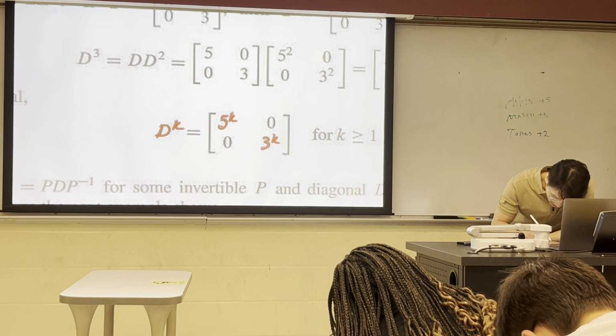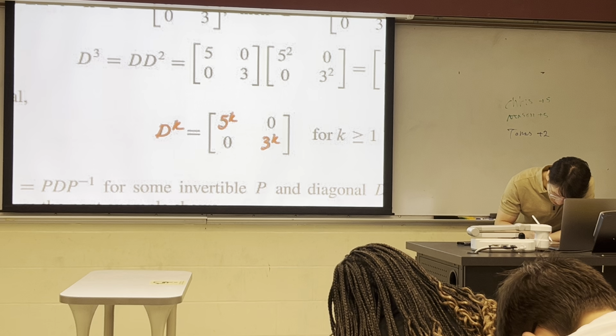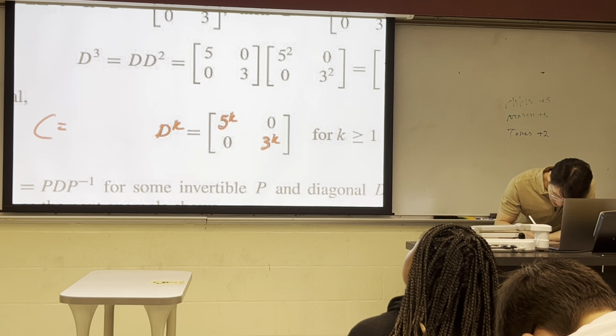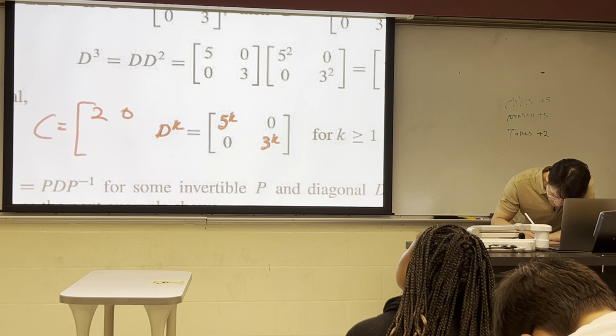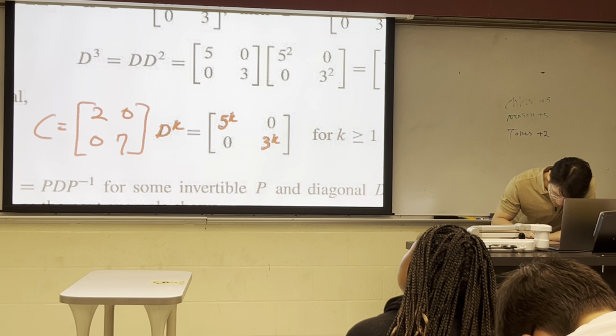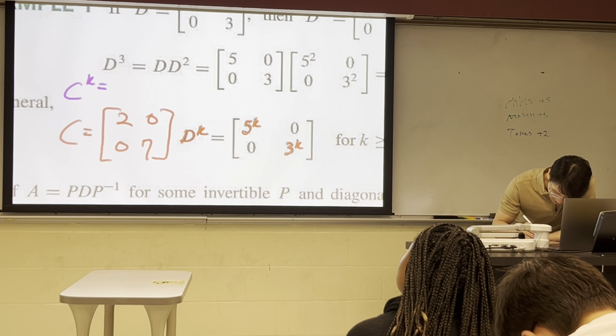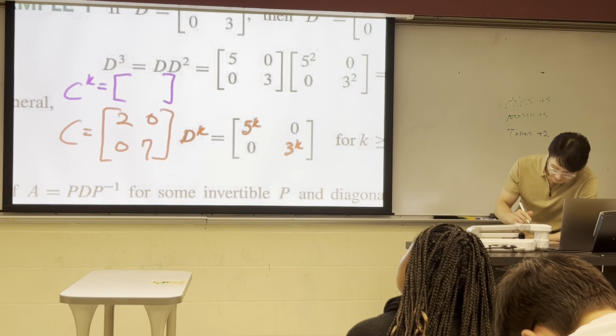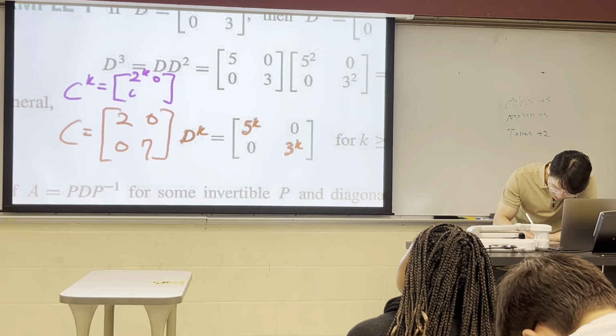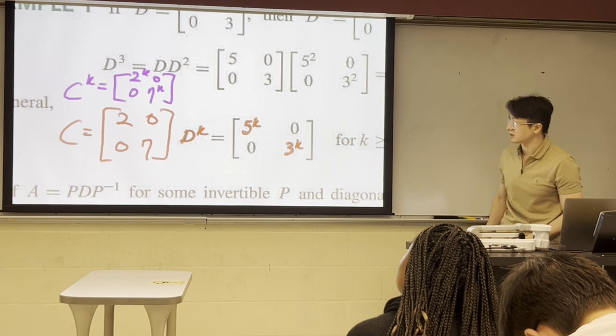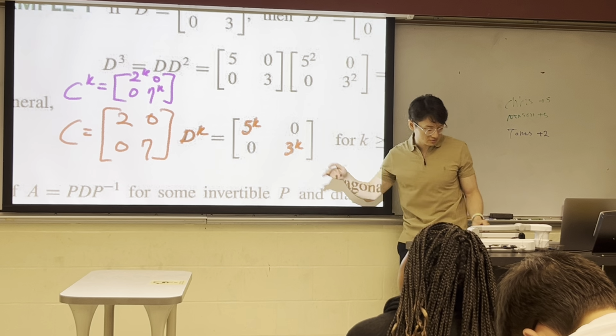So let's say I have some other matrix C, and C is like 2, 0, 0, 7. What is C to the power K? Yeah, 2 to the K, 0, 0, 7 to the K. Right? Yeah.